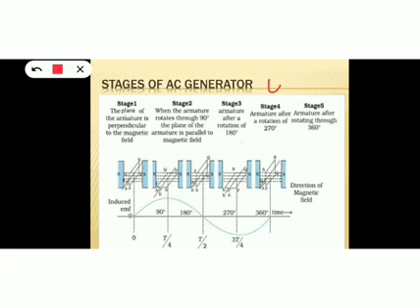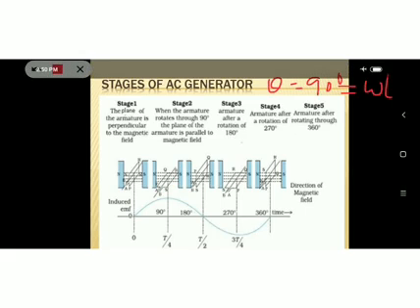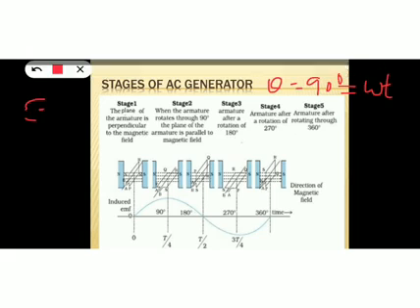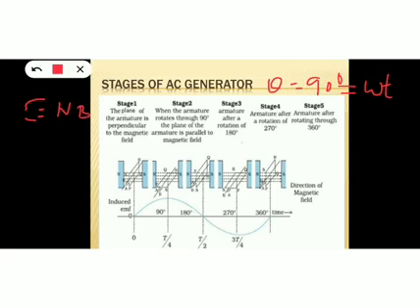So when omega t is 90 degrees, what will be the expression for induced EMF? Induced EMF is equal to NBA omega sine omega t. Omega t is 90 in this case, so sine omega t will be sine 90, that is 1. So what will be the induced EMF? Induced EMF E is equal to NBA omega. And I had told you NBA omega is the maximum value of induced EMF.